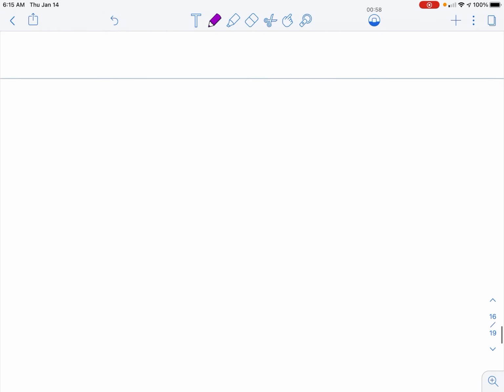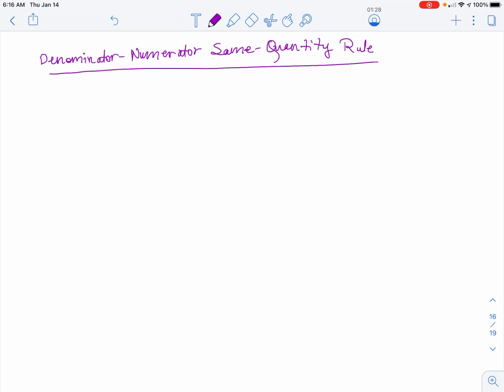Before we do those examples there, though, I want to go through the lesson a little bit more in detail with you. So if you can remember with me, there's a rule called the denominator-numerator same quantity rule. We've used this even since our 8th grade math book. But what it says is basically this.